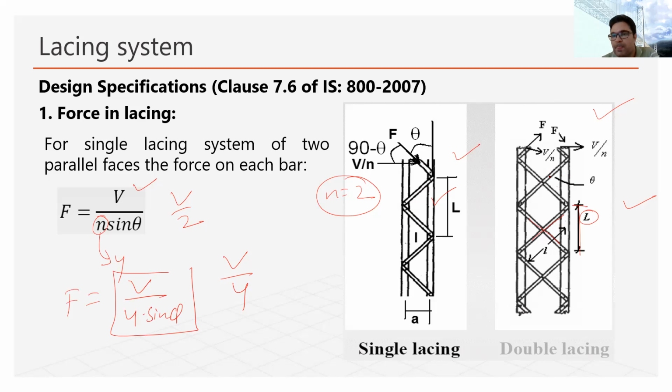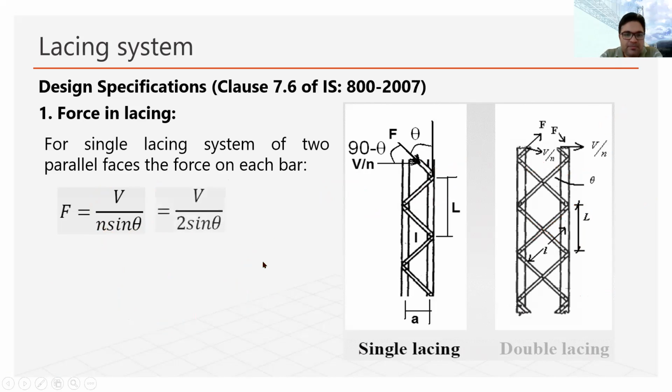In the double lacing system, one lacing bar is in tension and the other lacing bar is in compression. This is the phenomenon that occurs in the double lacing system, while in the single lacing case all the lacing bars are in compression. So you can see the force in the double lacing system is lower than the force in the single lacing system. It is 1/4 of V, while it is half of V. That is why the single lacing system is more critical than the double lacing system, and that is why double lacing is more efficient.